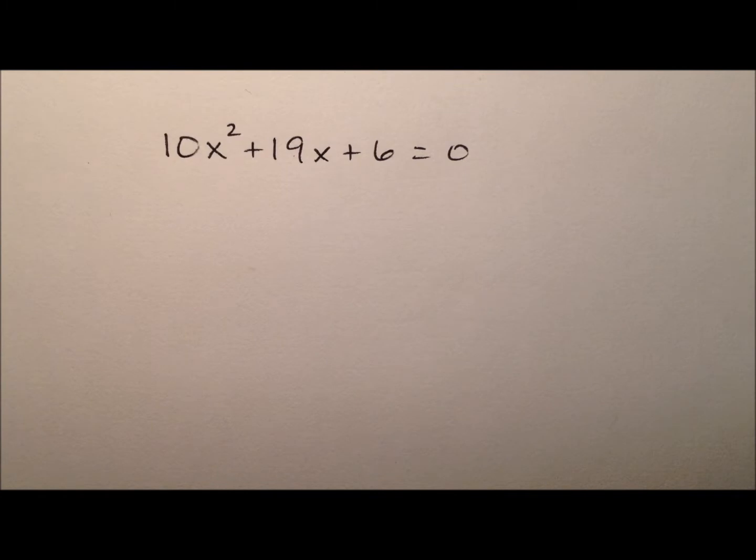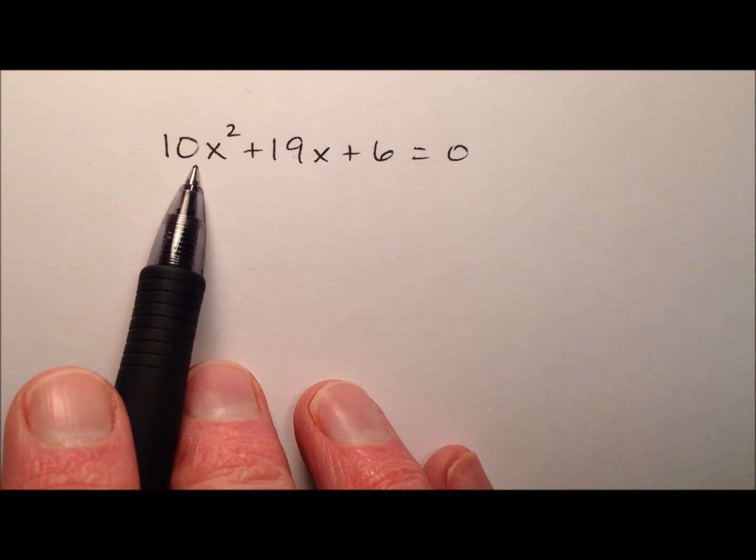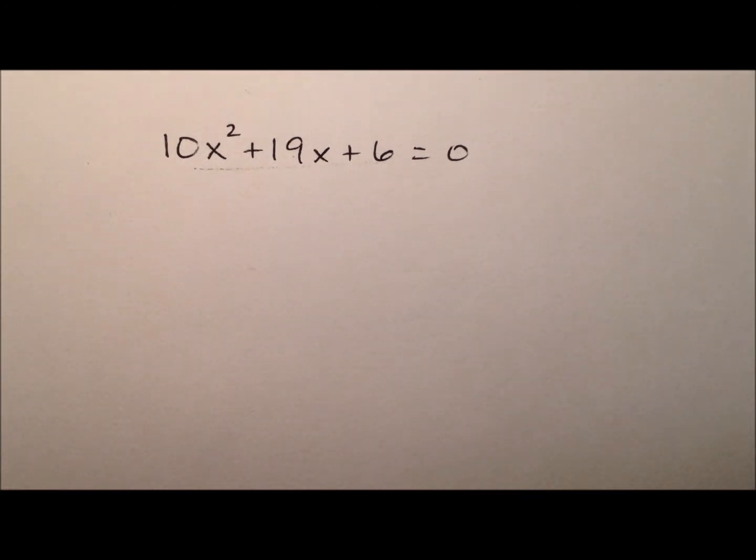In this example, we're going to solve this quadratic equation. And so you'll see we have 10x squared plus 19x plus 6 equals 0. If you would like to try this first on your own, go ahead and pause the video and do so, and then come on back and we'll work a solution together.